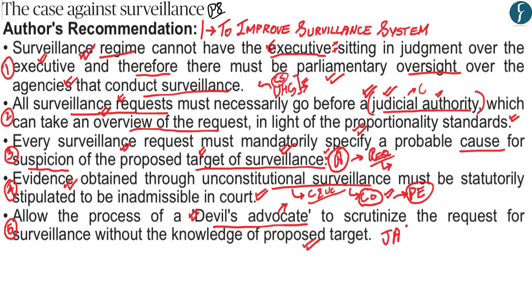And what the author is trying to recommend here is that various central agencies would be giving the reason as to why a particular person should be put under surveillance, and therefore a devil's advocate, or a person who would act as an advocate on behalf of the proposed target, would provide reasons as to why this person should not be put under surveillance and scrutinize the reasons which have been given by the central agencies as to whether there is probable cause for suspicion against this particular person or not. And this person who would act as the devil's advocate would do so without the knowledge of the proposed target.